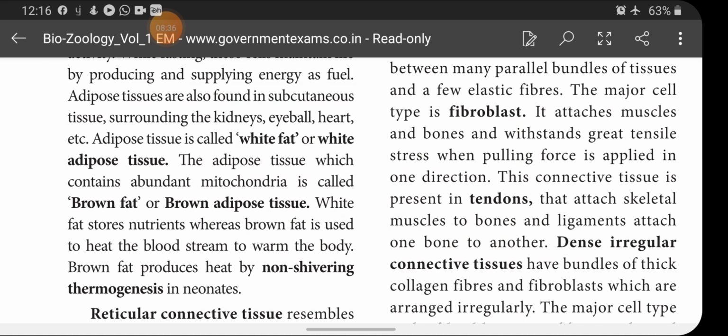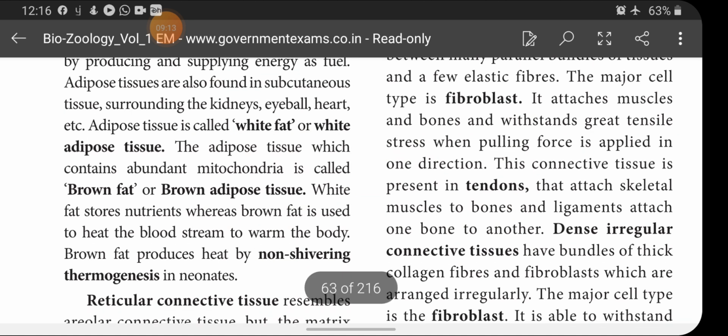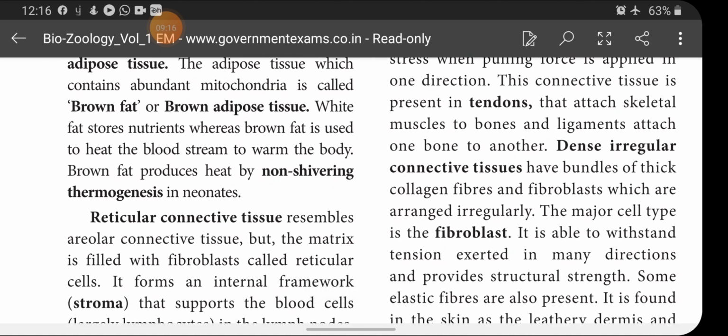You have a question, children, as a book back one: differentiate between white and brown adipose tissue. The adipose tissue present in the eyeball, heart and kidney is white fat, and it has a limited number of mitochondria. But the adipose tissue which contains abundant mitochondria is called brown fat or brown adipose tissue. White fat stores nutrients, but brown fat is used to heat the bloodstream to warm up the body. Then brown fat produces heat by non-shivering thermogenesis in neonates. Neonates means newly born babies.